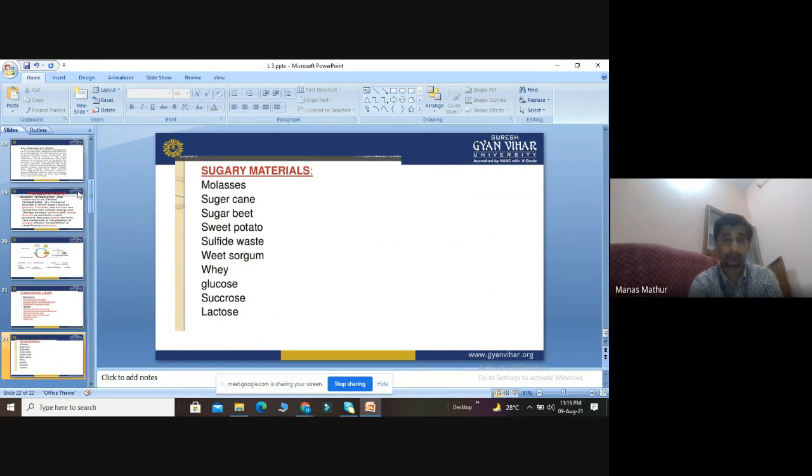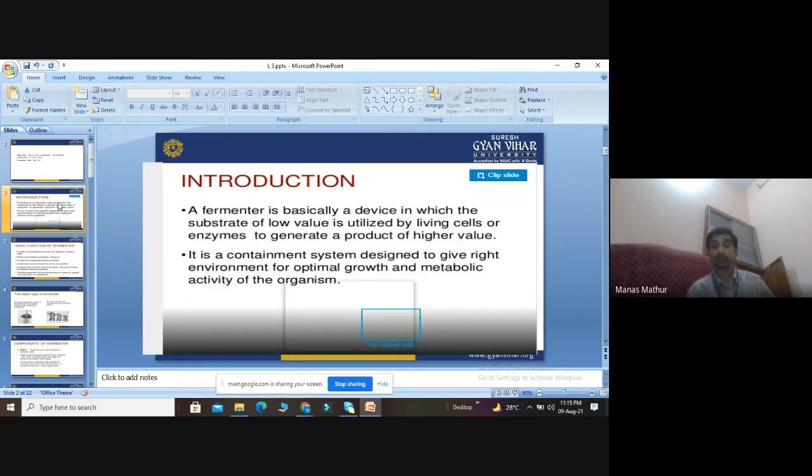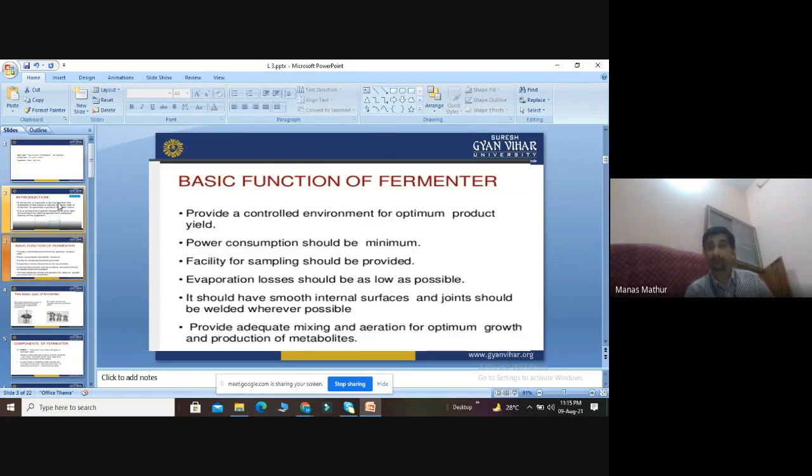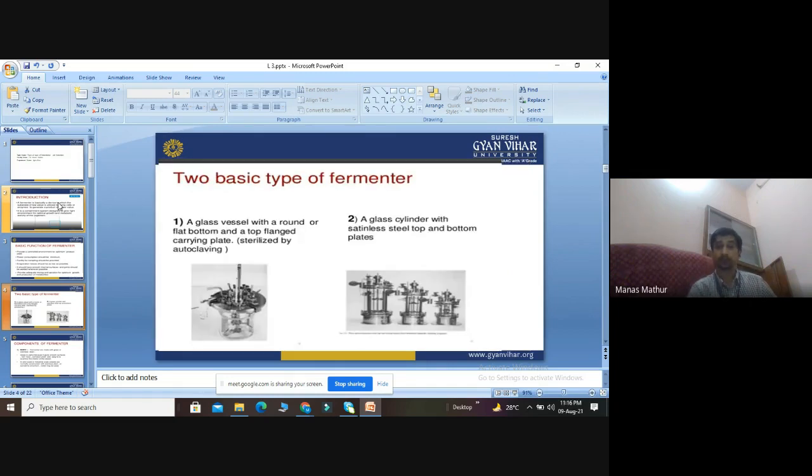So I will revise once again today. We discussed the basic definition of fermentation. What instrument is used? Then we discussed the basic functions of the fermenter: they provide a controlled environment, least power consumption, facility for sampling, loss of evaporation, smooth surface, adequate mixing, and optimal growth of microbes, which is required for proper production of metabolites. Then we discussed types of fermenter: glass vessel with bottom plate on both sides, and glass cylinder with stainless steel. Okay, two types of fermenter we discussed.